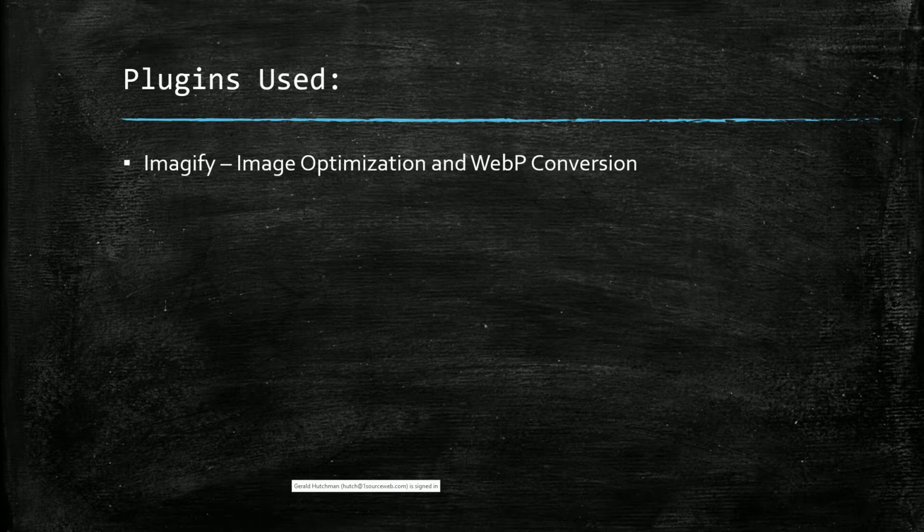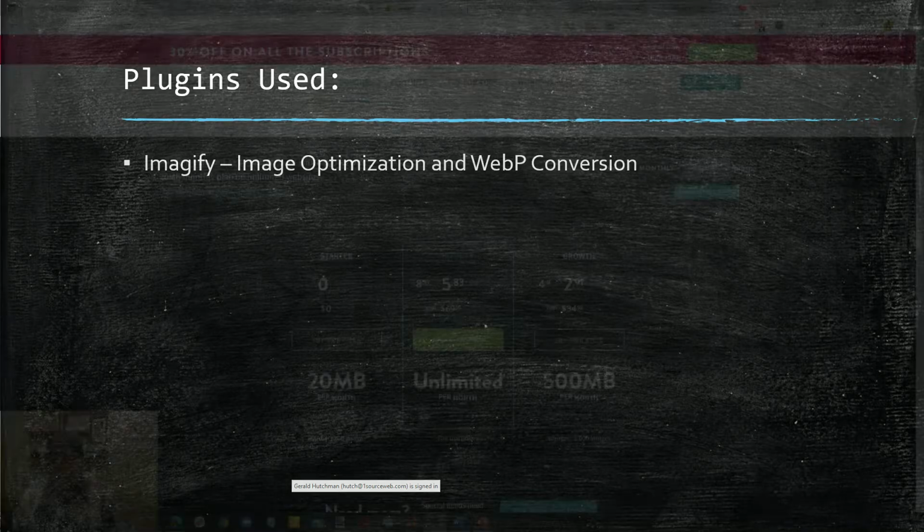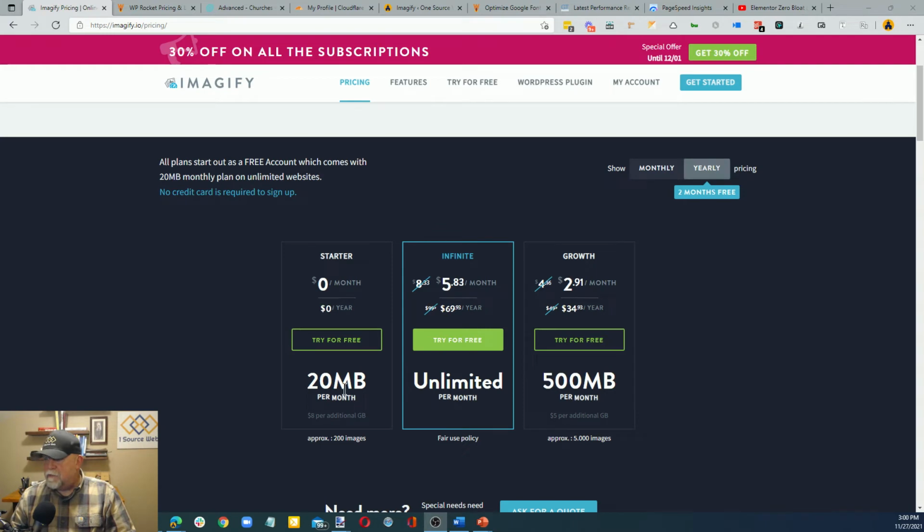So Imagify, there is a free version of Imagify, but it has a 20 megabyte limit on it. That gets used up pretty quickly, especially if you've got a site with lots of images. And so to avoid bumping into that, I just went ahead and bought the infinite model. It's $7 a month or $70 a year, and then you don't have to worry about it. And that's for unlimited sites, unlimited per month. So if you're doing a lot of client websites, money well spent.